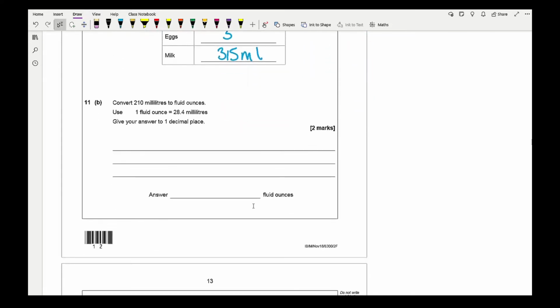Now for 11b, it says convert 210 milliliters into fluid ounces, and it's given us this key that we need. So for this, what I need to do is divide 210 by 28.4. So 210 divided by 28.4. I'm going to type that into my calculator.